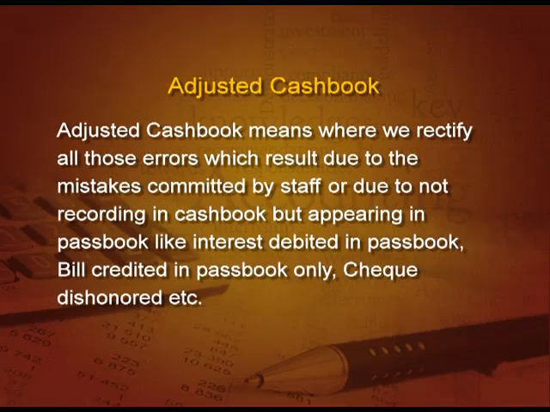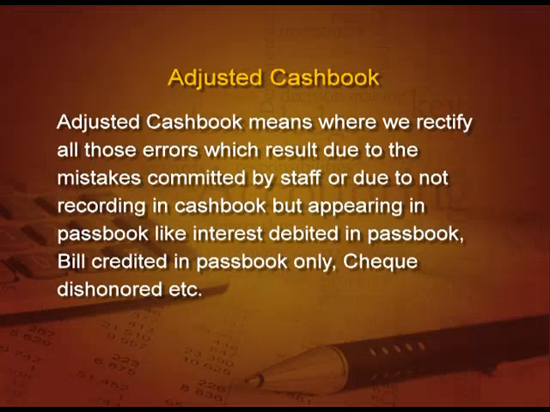Now, we move on to our last topic in this bank reconciliation statement chapter, that is adjusted cash book. Now, first of all understand what is adjusted cash book. So, adjusted cash book means where we rectify all those errors which result due to the mistakes committed by the staff or due to not recording in the cash book, but appearing in the passbook, like interest debited in passbook, bill credited in passbook only, check dishonored, etc. As these are also mistake of the accountant. When you have seen it in passbook and you are not writing in cash book, it will be taken as the mistake of accountant. So, first of all, we rectify these things.